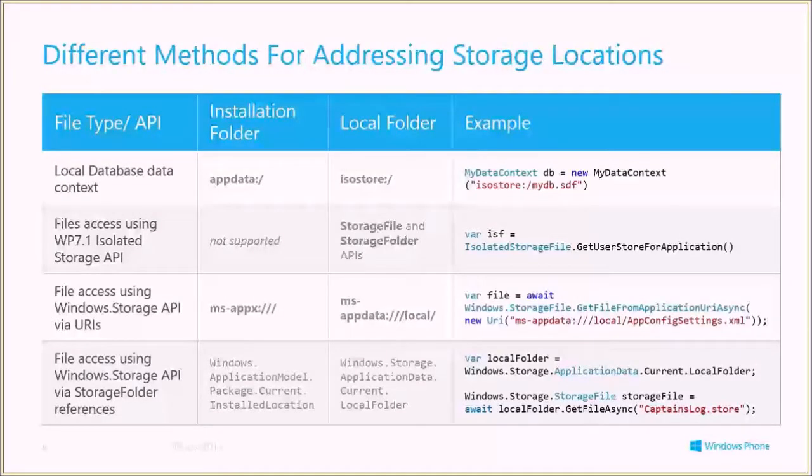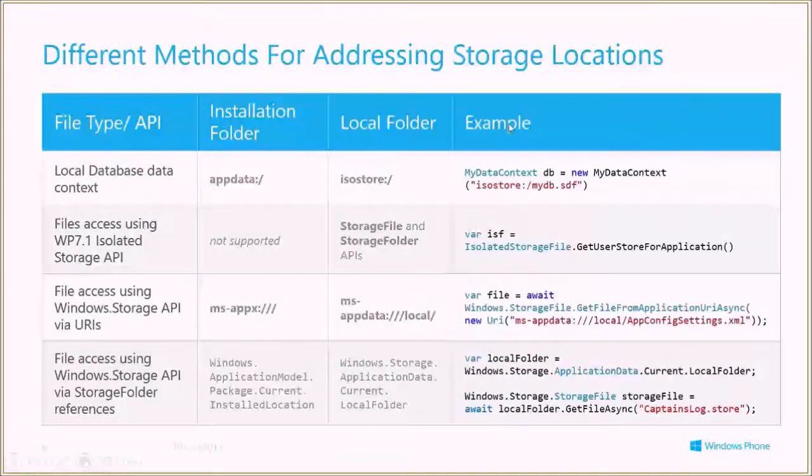Okay. So different methods for addressing storage locations. This table, you can use it as a quick reference guide on how to name files in the different places. Again, if you've used Windows Phone 7.1, it might be a little bit confusing. So this is for the Windows Phone 7.1. The installation folder used to be called app data, and the local folder used to be called ISO store.